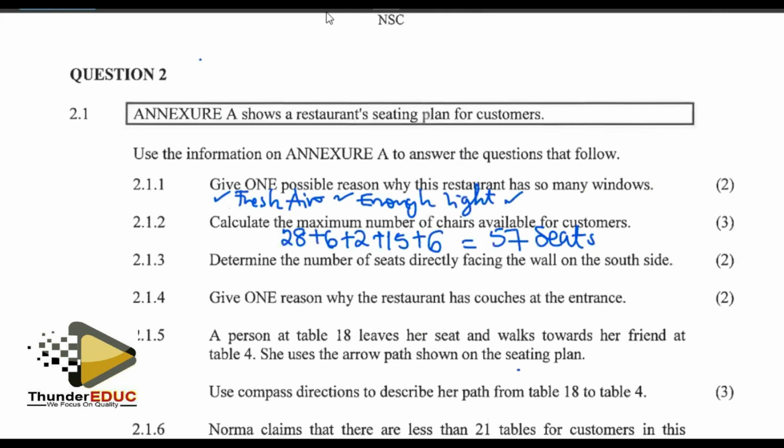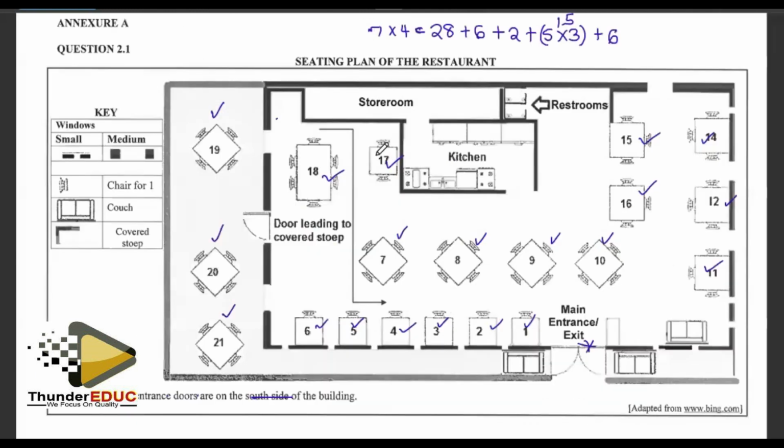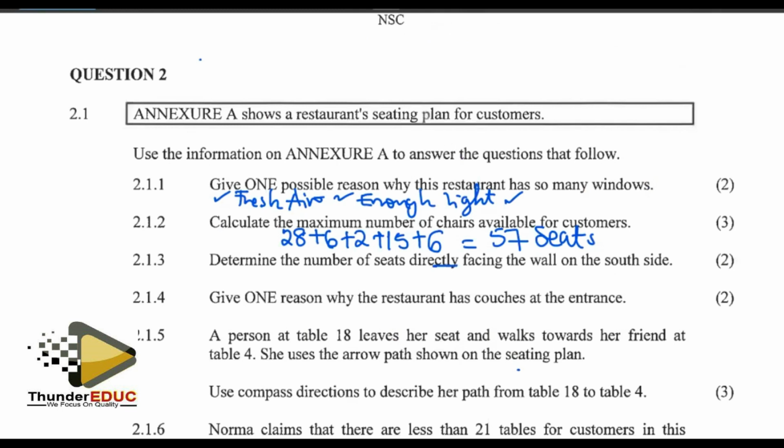Let's take note of the question. They are saying, name the number of seats that directly face the wall, the south side, directly face. Here we shall have, I think, 2 answers. Directly, so we have 1, 2, 3, 4, 5, 6. Yes, 6 what? Chairs. 6 seats would be okay. Or you say 6 plus.